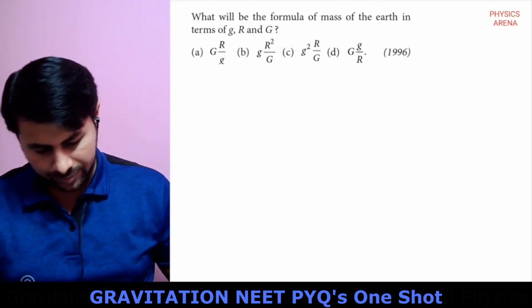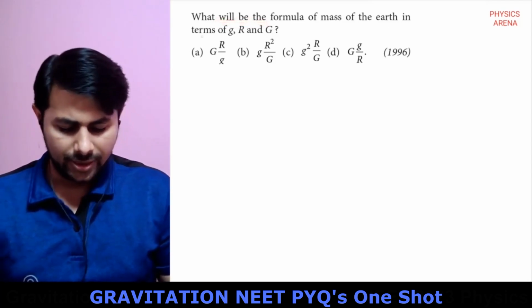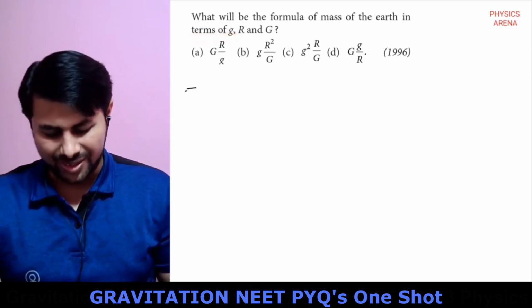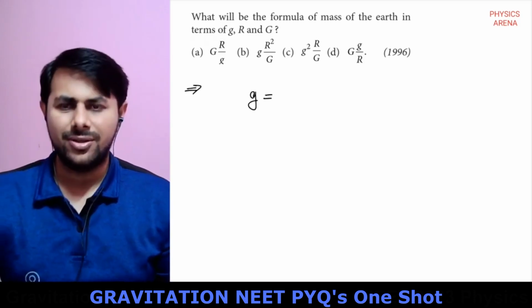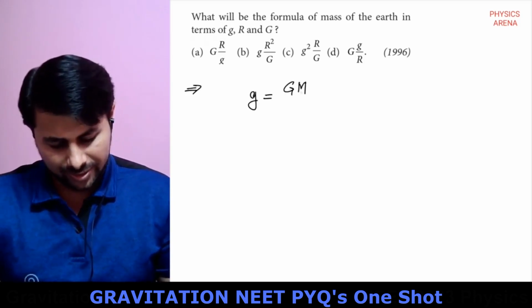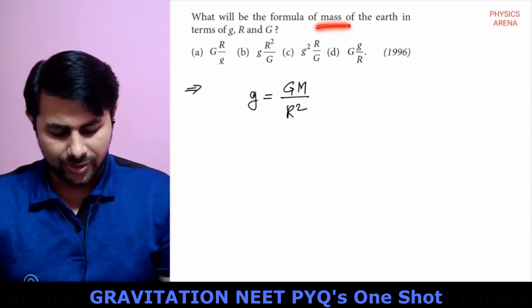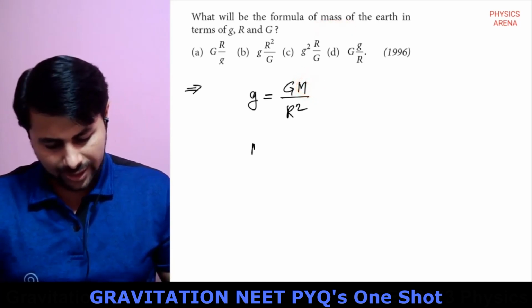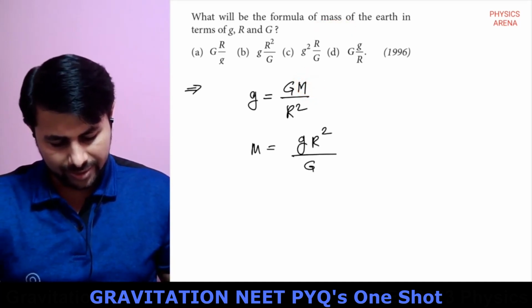Next question. What will be the formula for the mass of Earth in terms of small g, r and G? This is very simple, right? We just have to remember g is equal to GM upon r square. What is asked? The formula for mass. So M is equal to g multiplied by r square divided by capital G.